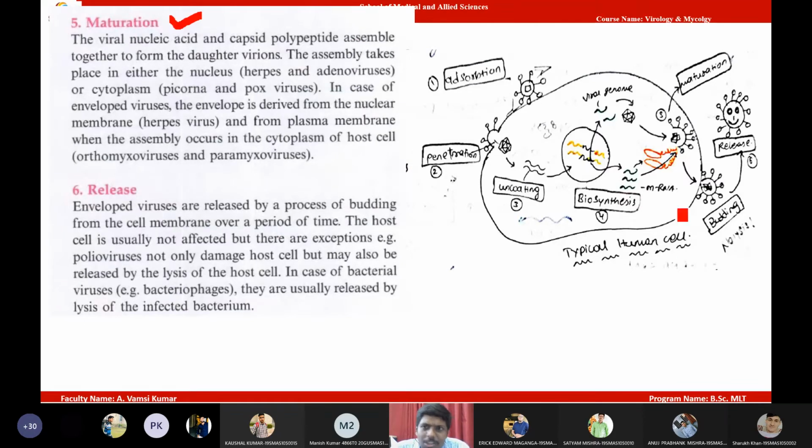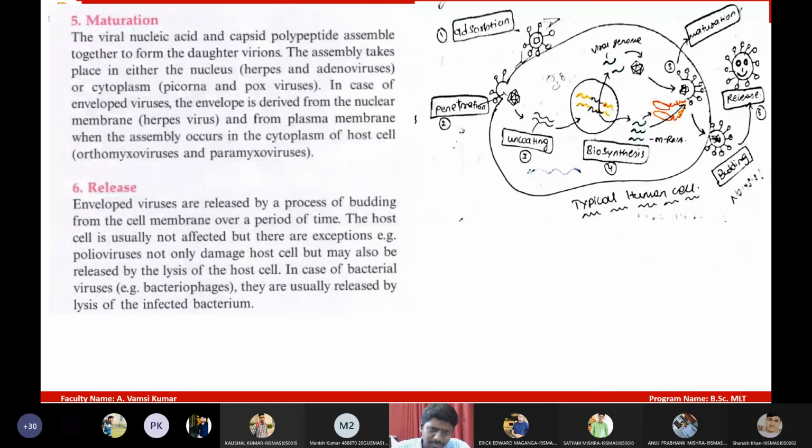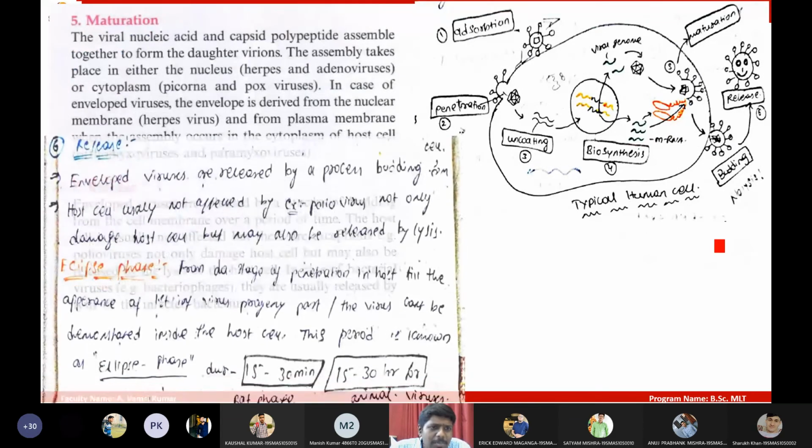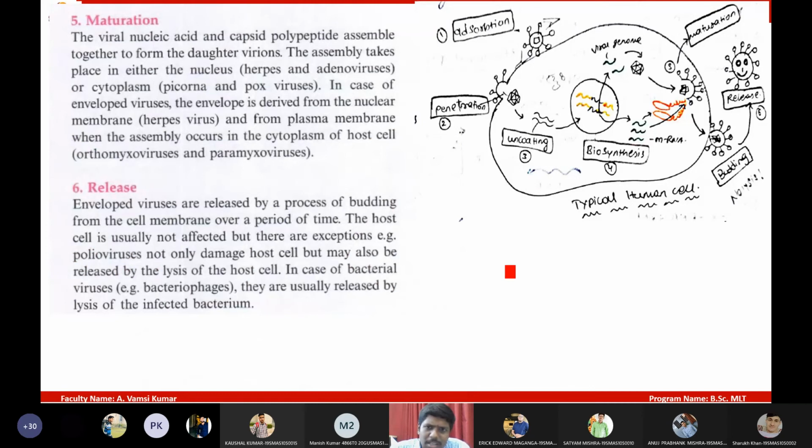After maturation, the virus will be released from the cell. This release will happen by two methods. It can be by budding or by lytic release. Budding means the virus will move outside along with the cellular membrane; that is called budding release of the virus. And some viruses will destroy the cell membrane, and that is called lytic release from the cells.